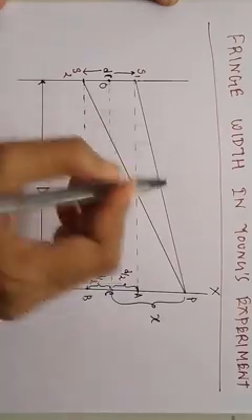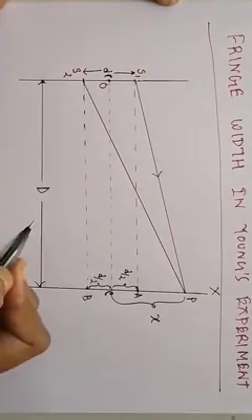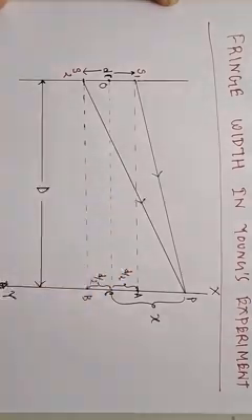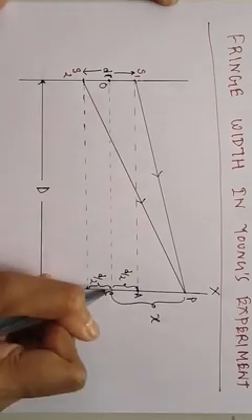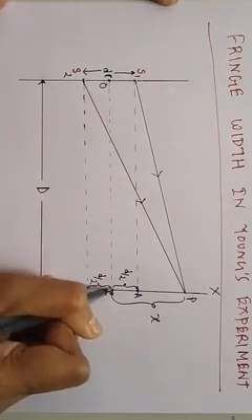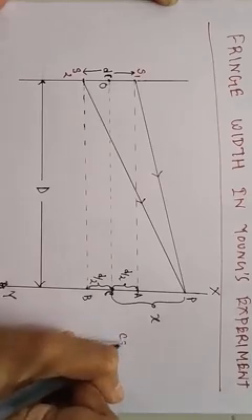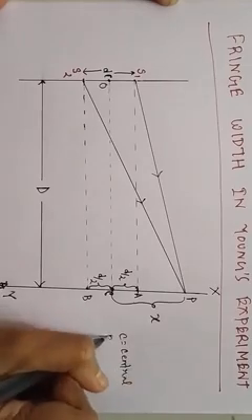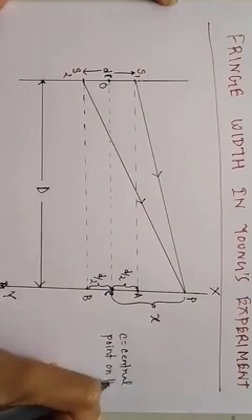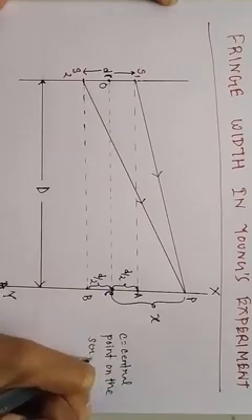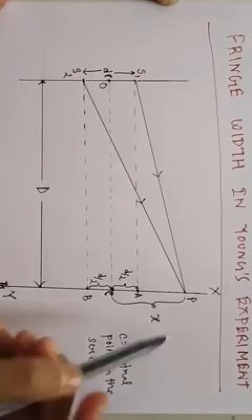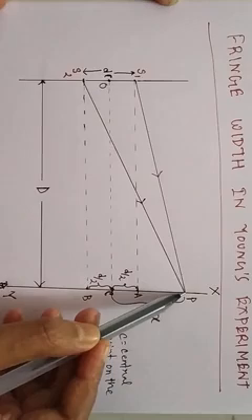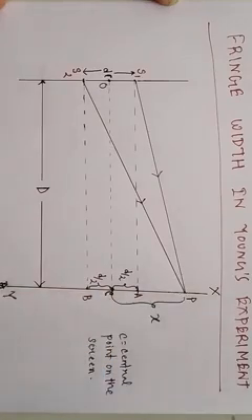Here you see we have two waves, one traveling along S1P, another traveling along S2P. C is the central point on this screen. The point P, where we earlier found the intersection, is at a distance x from the center C.